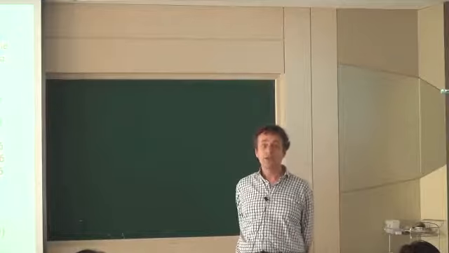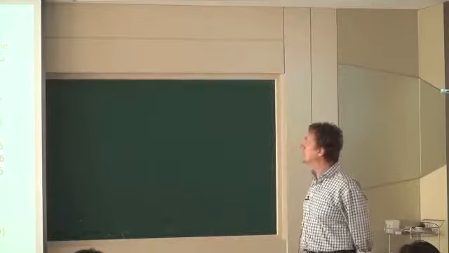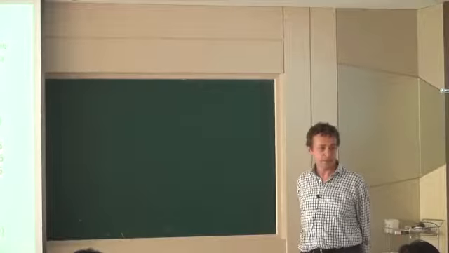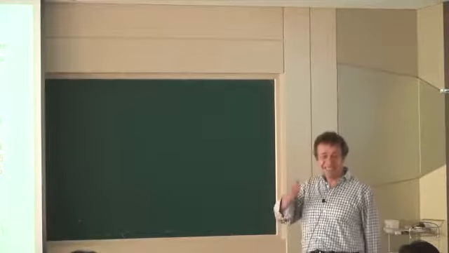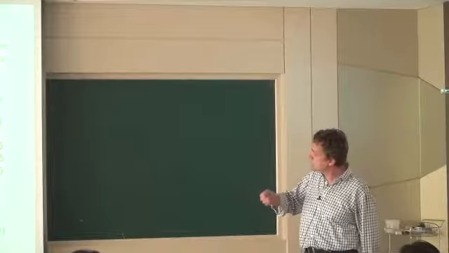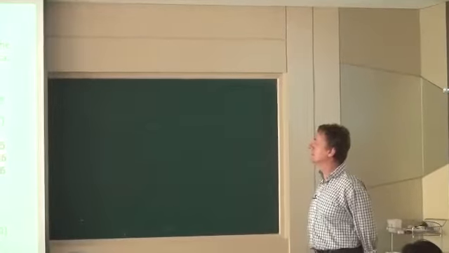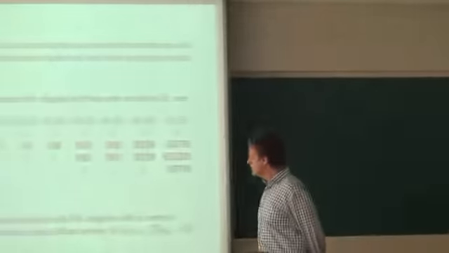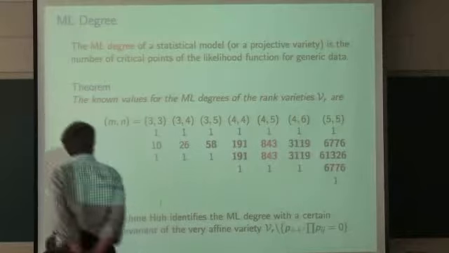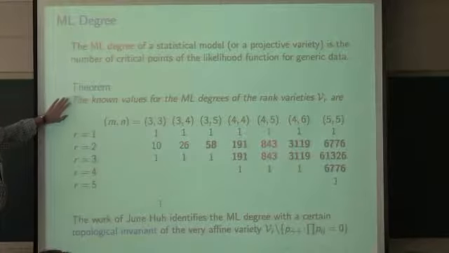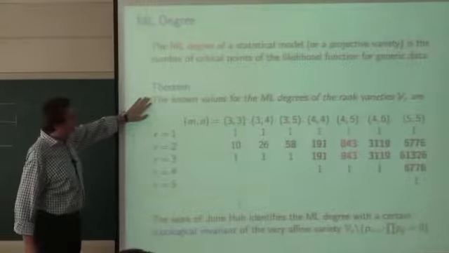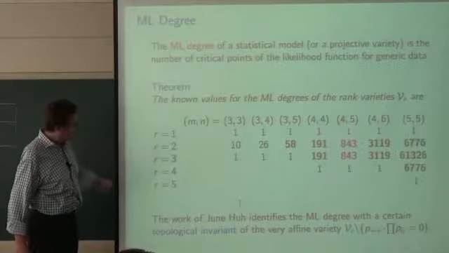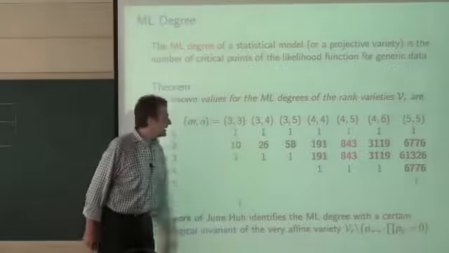So therefore, it's legitimate in this context to identify statistical models and projective varieties, right? So statistical models lead to particular classes of projective varieties, such as determinantal varieties. So here's a theorem. These are the currently known values for the maximum likelihood degree of our rank varieties. Here's the rank in the first row, rank 1, rank 2, rank 3, and so on.